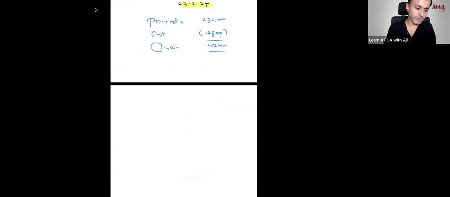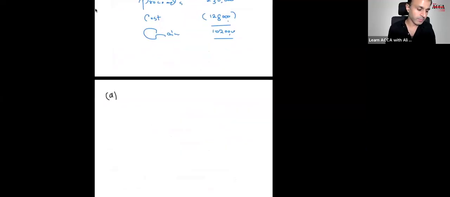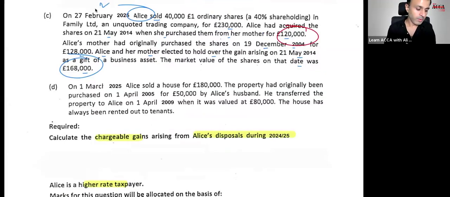Part D is focusing on inter-spouse no gain, no loss transfers. On 1st of March, Ellis sold a house for 180,000 pounds. The property had been purchased on 1st of April 2005 for 50,000 by Ellis' husband. He transferred the property to Ellis on 1st of April 2009 when it was valued at 80,000 pounds. The house has always been rented out to tenants.